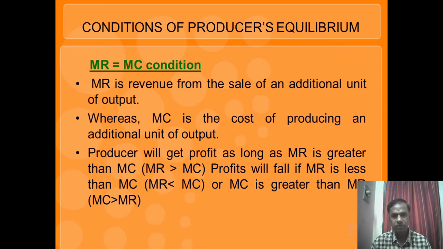Producer's equilibrium is the position where the producer gets maximum profit at a given level of output. The producer will get profit as long as MR is greater than MC. Marginal revenue must be more than MC. Revenue must be more than cost. Then only he will get more profit.